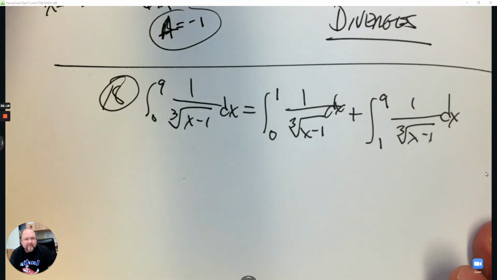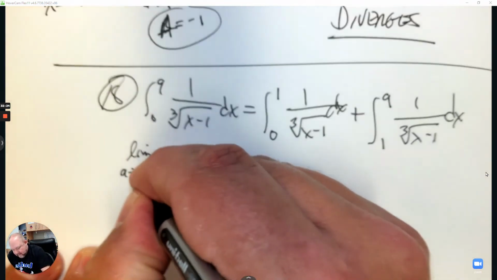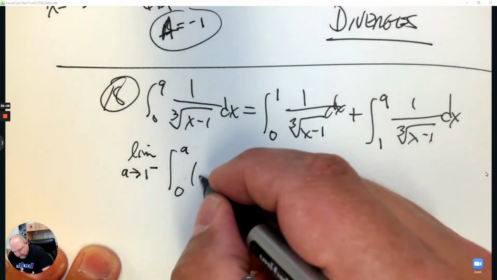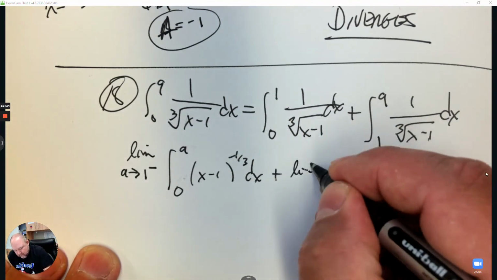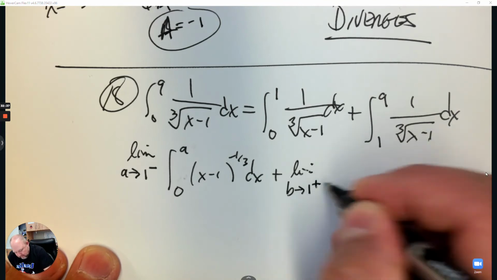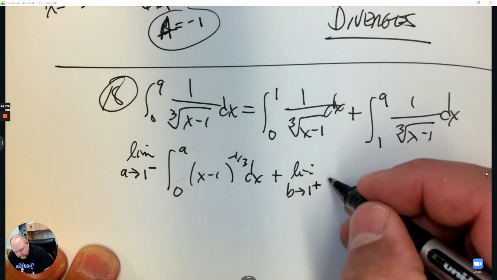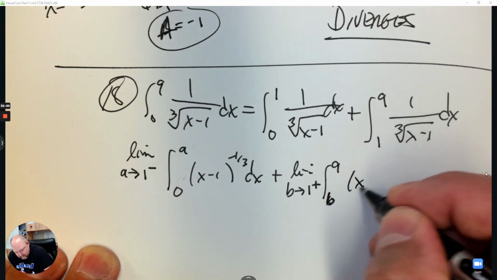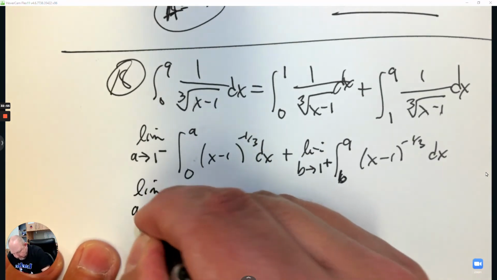So the first one is 1 from the left. So the limit as a approaches 1 from the left would be from 0 to a, calculus friendly. And then the second limit will be as b approaches 1 from the right, and that would be from b to 9. Again, calculus friendly. All right, so now let's just do what we know we can do.